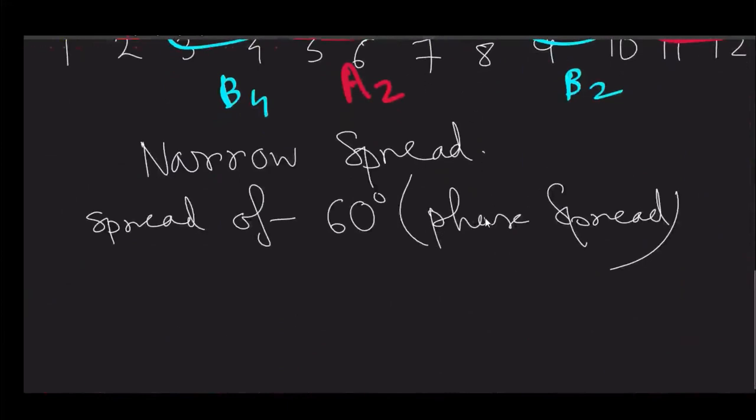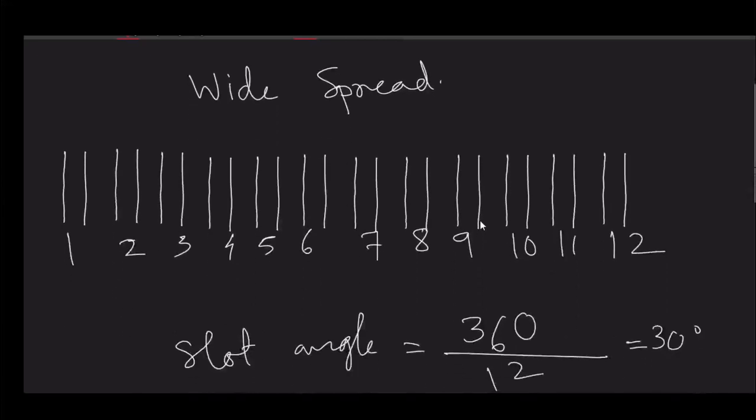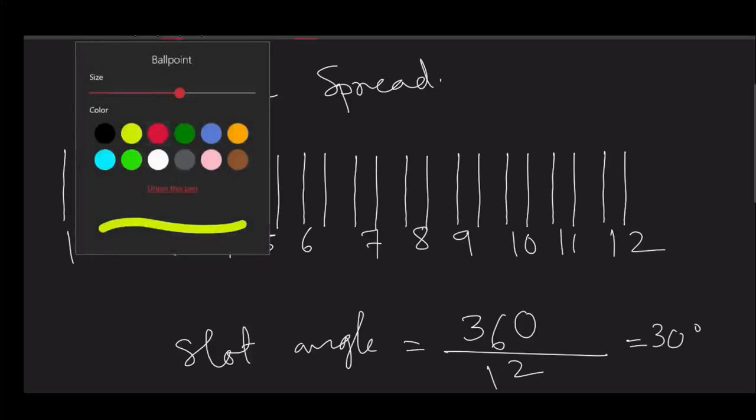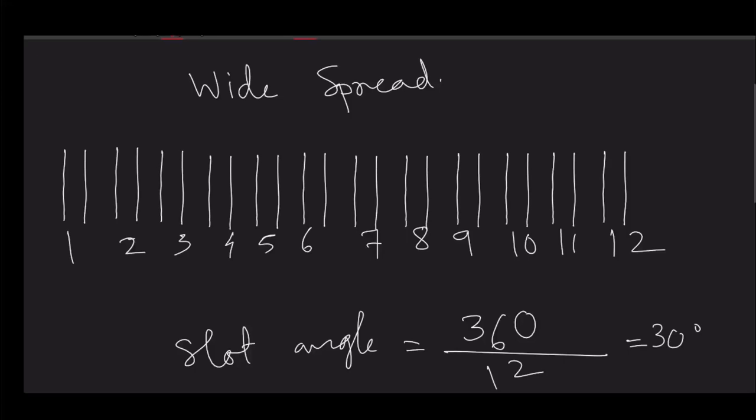Now, if we want a phase spread of 120 degrees, let us allow phase A first to occupy 120 degrees. Similarly, phase B will occupy the next ones. However, here there is a certain surprise for you.